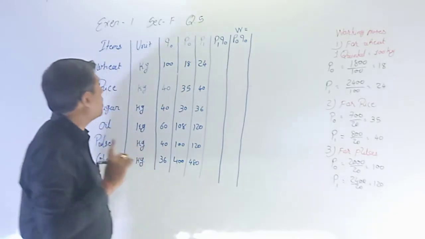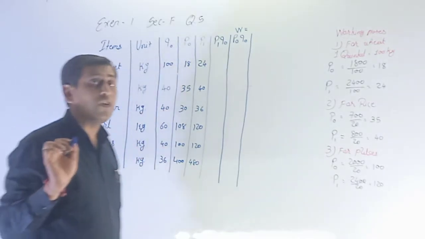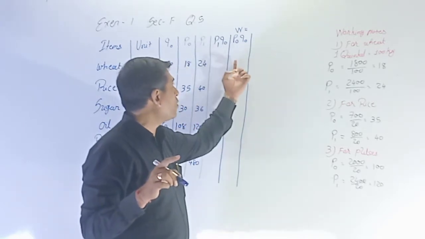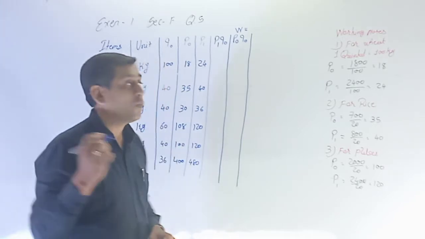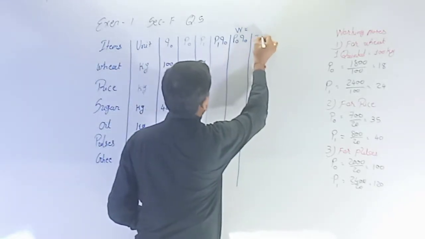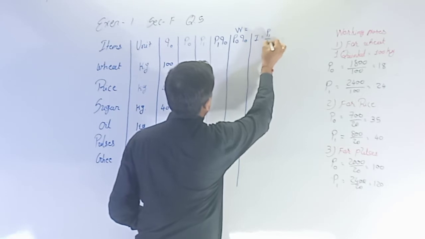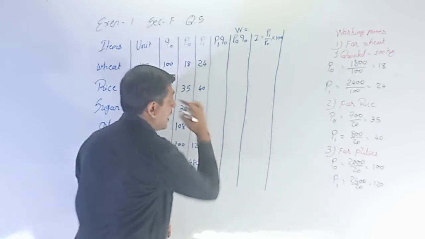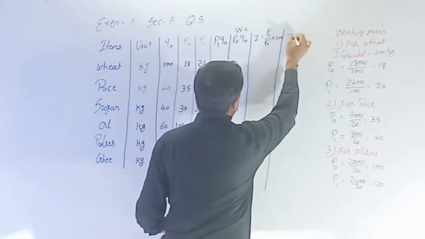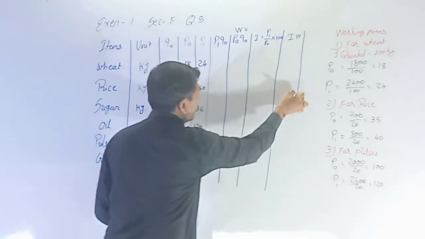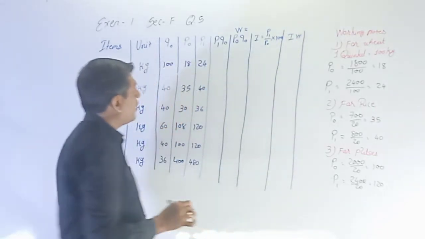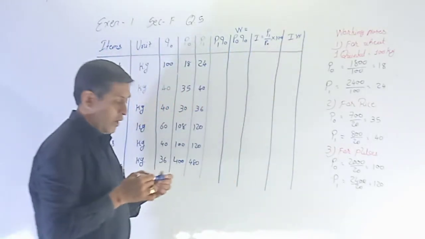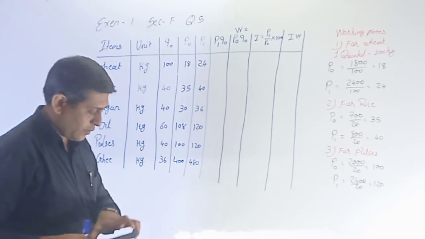And we have to again find out the index number with the family budget method. For that we want W, that is P0 Q0, and we have I, which is P1 upon P0 into 100, the formula for I. Then we want the multiplication of these two for the family budget method, that is IW, right? So here we have to make the calculation for that.